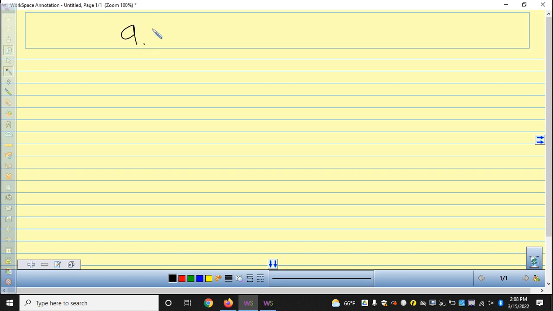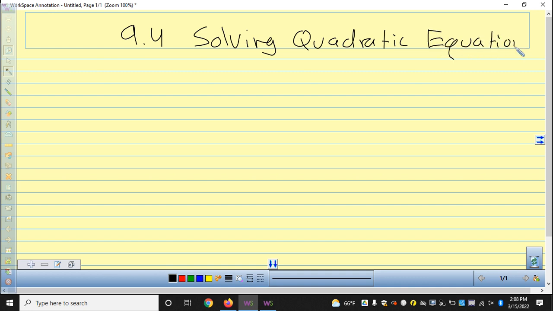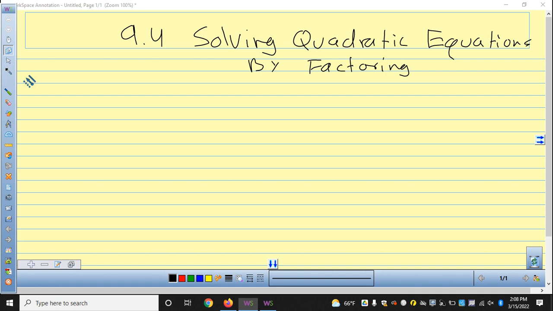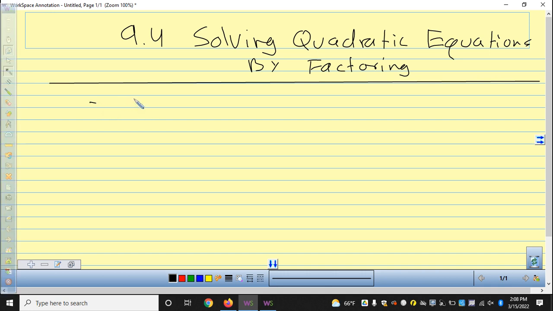So we're in section 9.4. So a couple of important things to start. Quadratic equation. We have ax squared plus bx plus c equals 0.